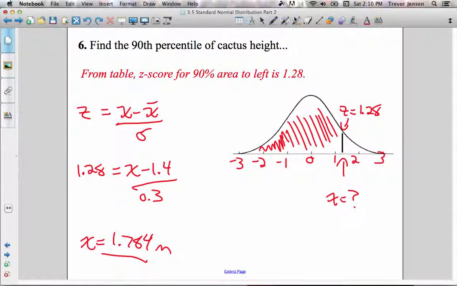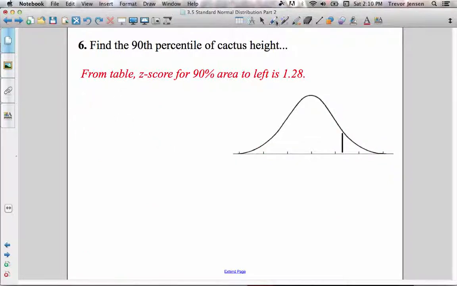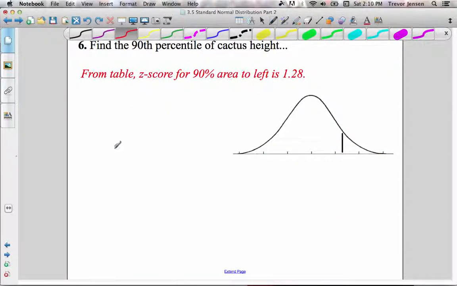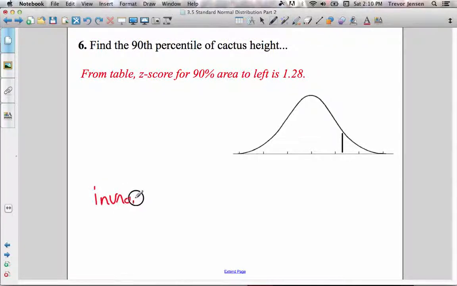Let me show you another way you could have done this question. You can do this type of question using a calculator function on your TI-83 as well. When you know the percentile and you're looking for the x value, we're kind of going backwards. So you're going to use the function inverse normal. You're going to tell your calculator what percentile you're looking for. So looking for the 90th percentile, that's an area of 0.9 to the left. You're then going to type in the mean and the standard deviation, and that's it. That'll tell you what x value corresponds to that percentile for a data set that has a mean of 1.4 and standard deviation of 0.3.